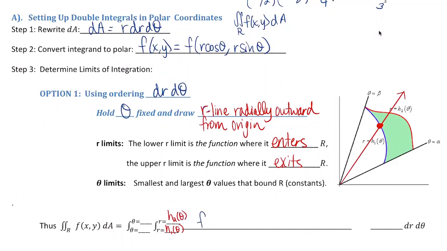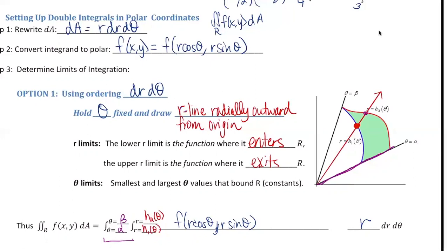And let's also fill in what we just wrote above. Our integrand becomes in terms of r and theta, and then our dA becomes r dr d theta. All right, and then your theta limits are still always going to be constants. Your outer limit, in this case theta, is always going to be a constant. And it's going to be the largest and the smallest theta values in this region. In this case, I just wrote it as alpha and beta. Okay, so that's if we wanted to do the ordering dr d theta.